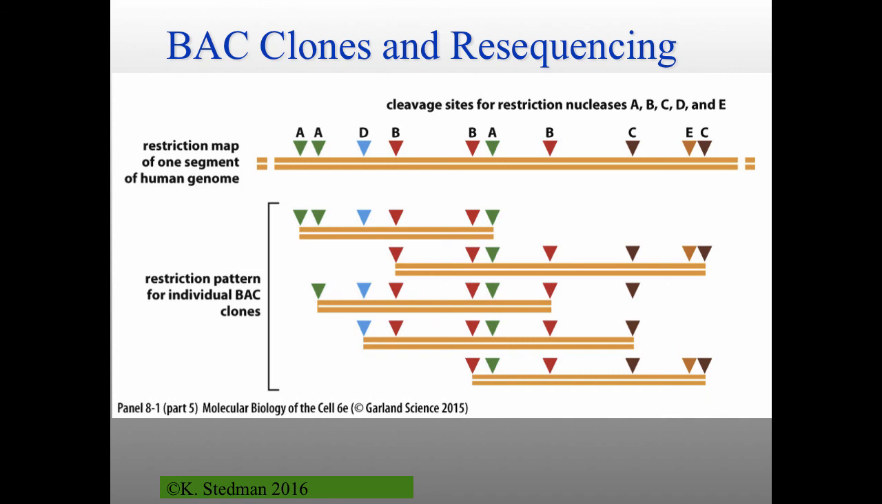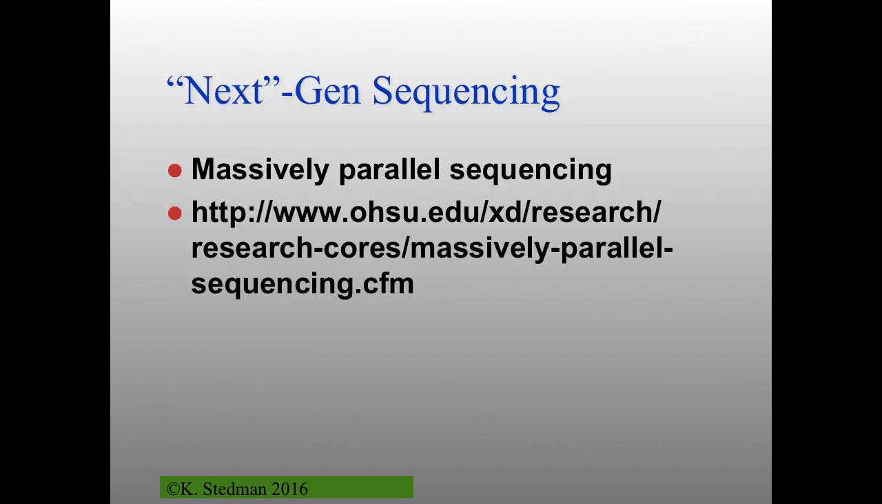These days, you can sequence a human genome in a day. How do you do that? Next generation sequencing. They talk about second generation sequencing in the textbook. I hate that term. A lot of people use next generation sequencing, also a horrible term. Basically, I like what OHSU uses, massively parallel sequencing. So what's massively parallel sequencing? Massively parallel sequencing is doing 1 billion sequencing runs at one time.